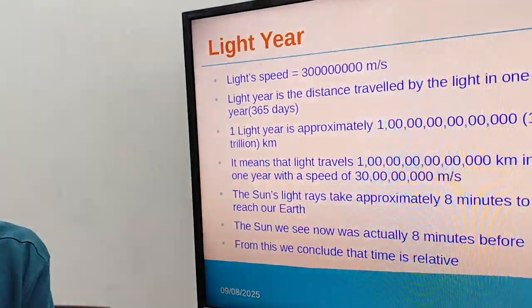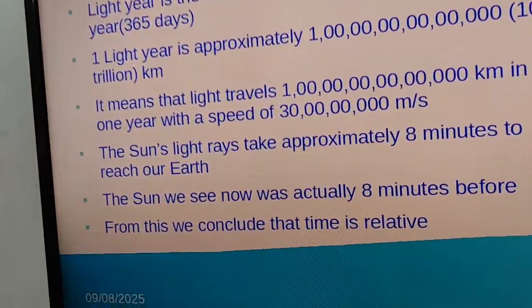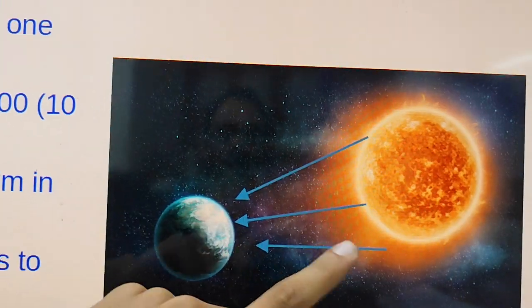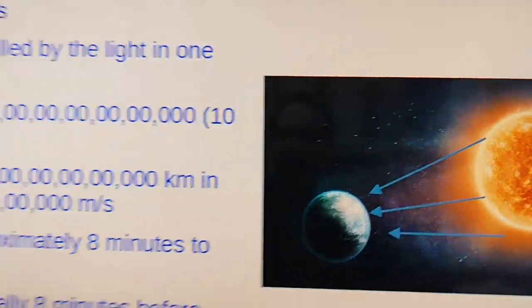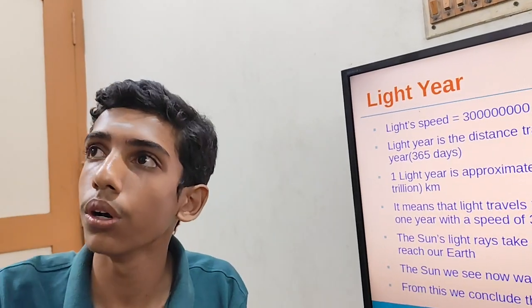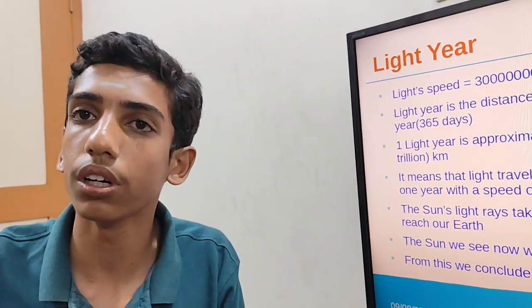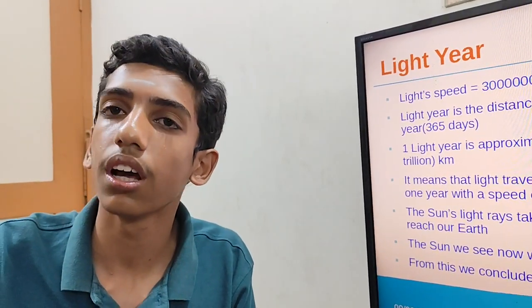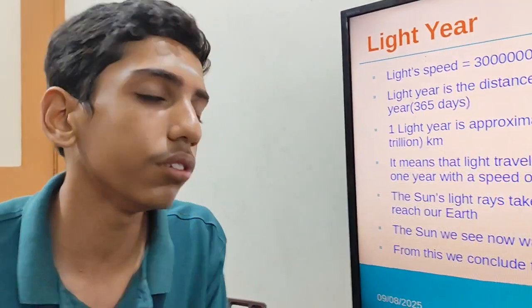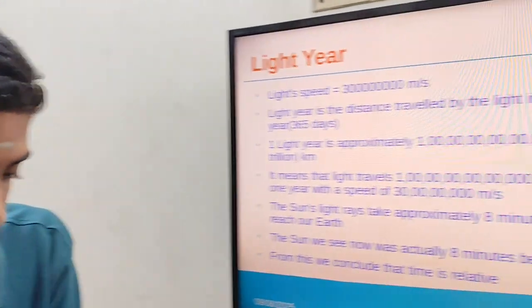The light rays from the sun to the earth take 8 minutes. So if you're seeing the sun now, it is actually the sun from 8 minutes before, because the light rays took 8 minutes to come to the earth. From this we conclude that time is relative.